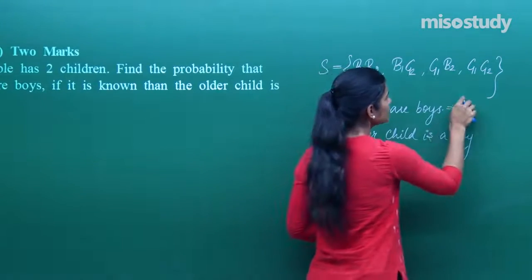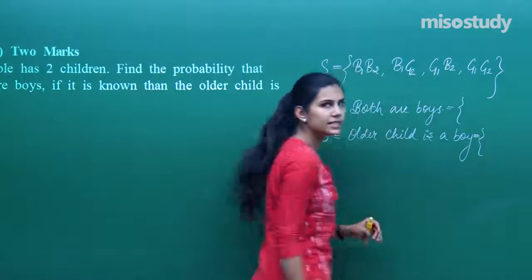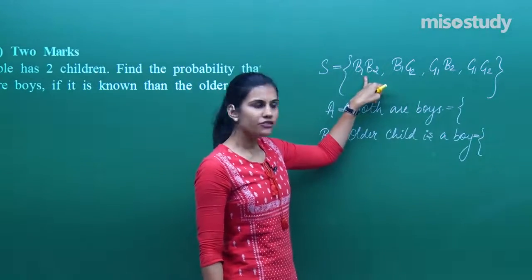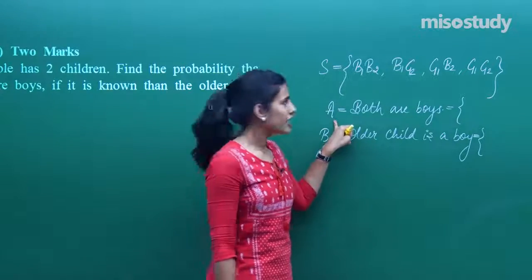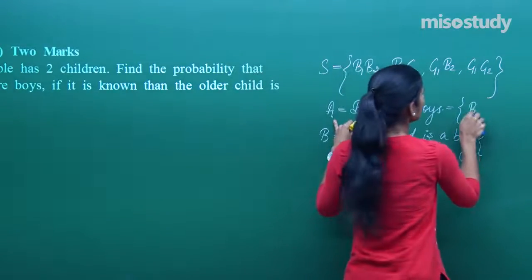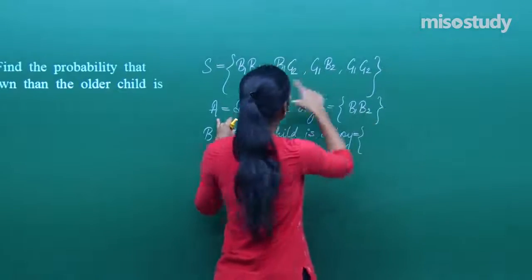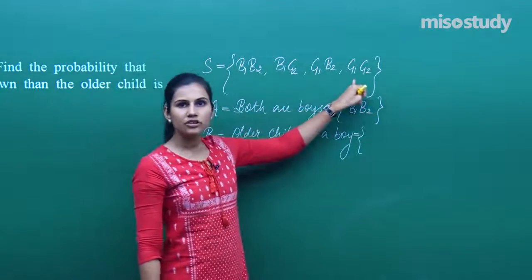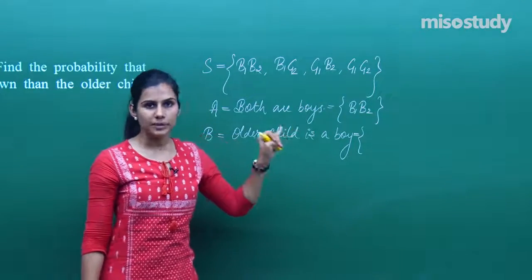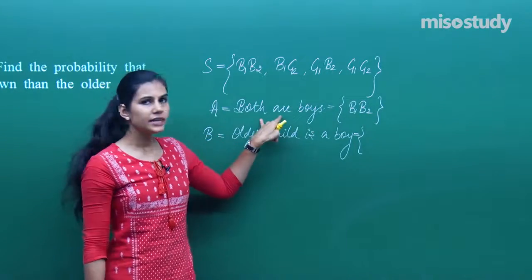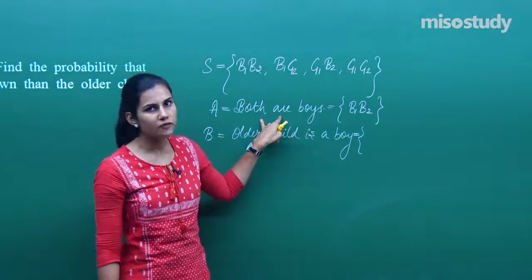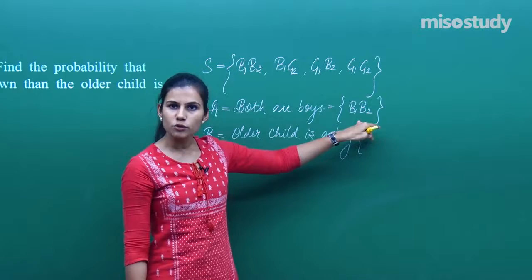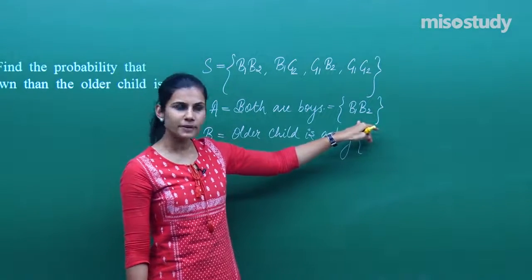Now let's see what happens to be the elementary events favorable to these events. Both are boys. This is the elementary event favorable to event A. Fine. Both the children are boys. Apart from this, is there any other elementary event favorable to event A? No. In all the rest of the elementary events, there is at least one girl definitely being born to the couple. I am interested in the elementary event which supports or favors that both the children born are boys. So only this elementary event does that. So this will be a singleton set consisting of B1, B2 elementary event.